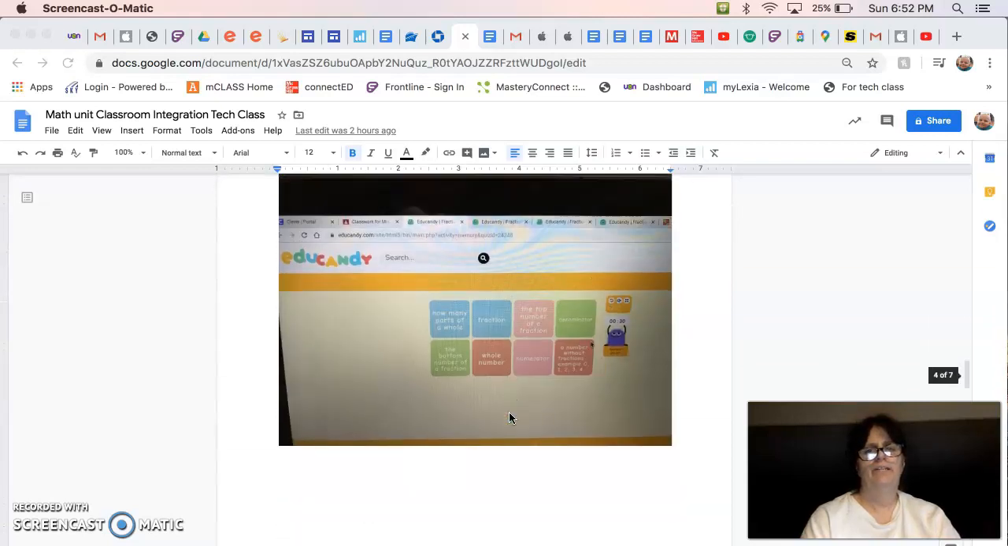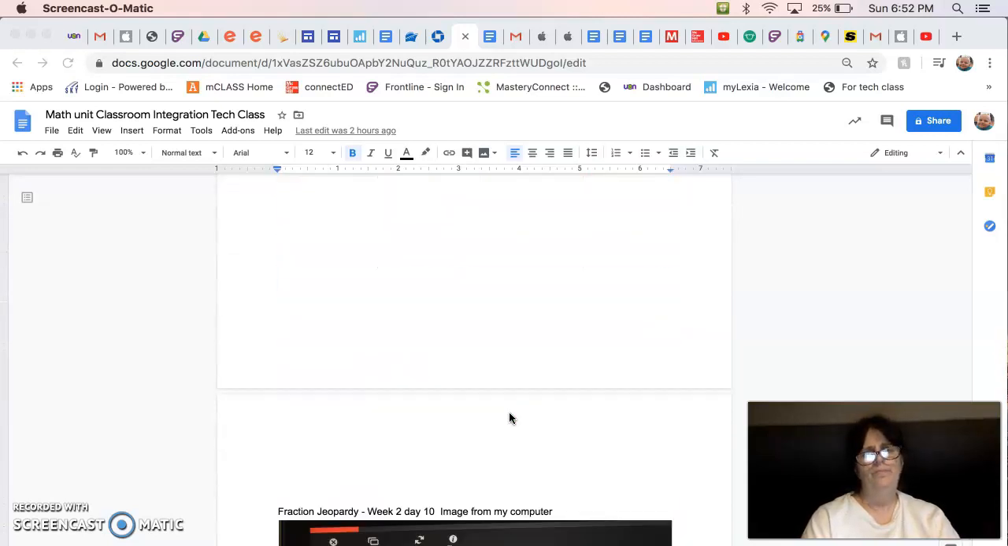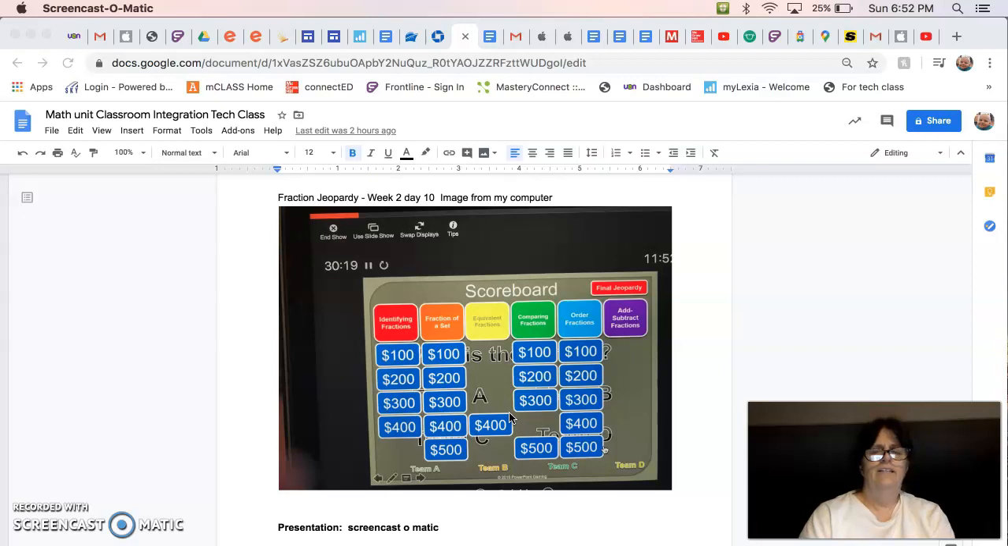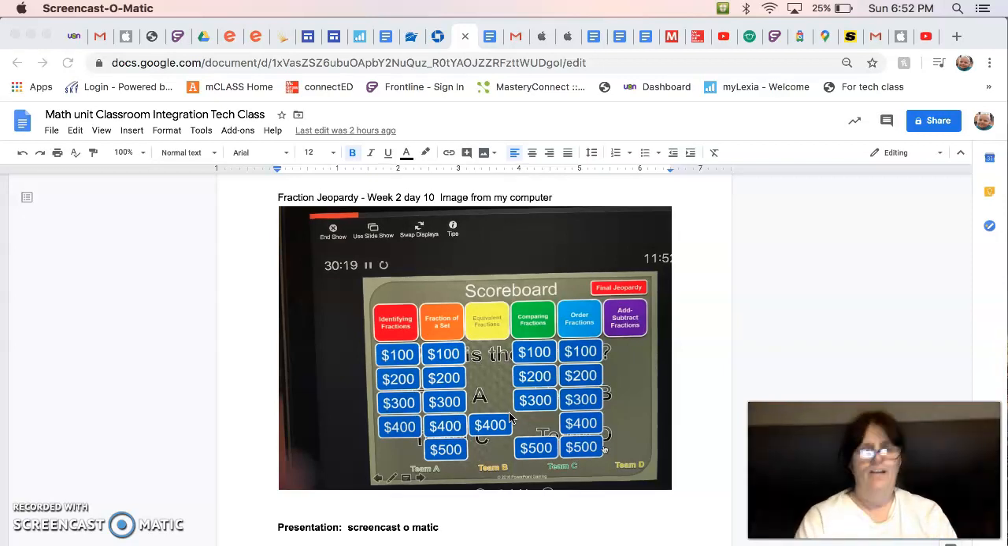And here's the Jeopardy game down here. And the kids love playing Jeopardy. And they did not know how to add or subtract fractions, but you can see they used that column up really quickly. They were excited to do that. They figured it out and they were like, I gotta do this.